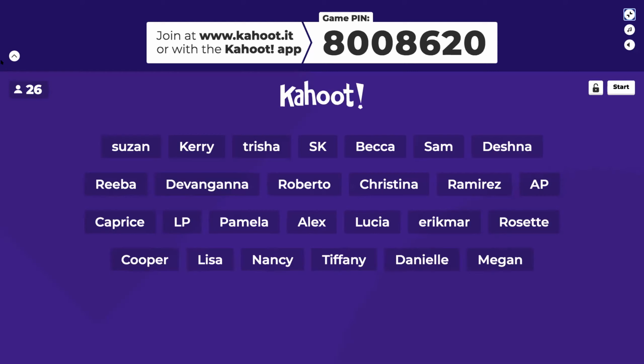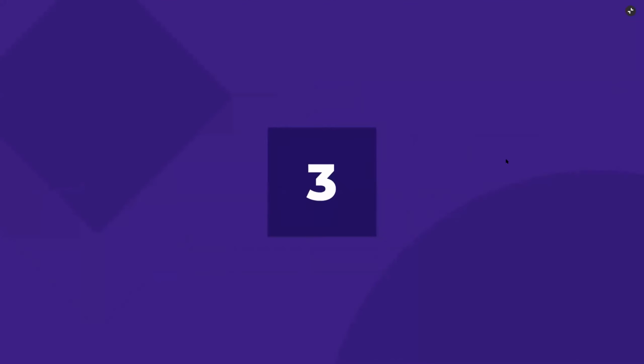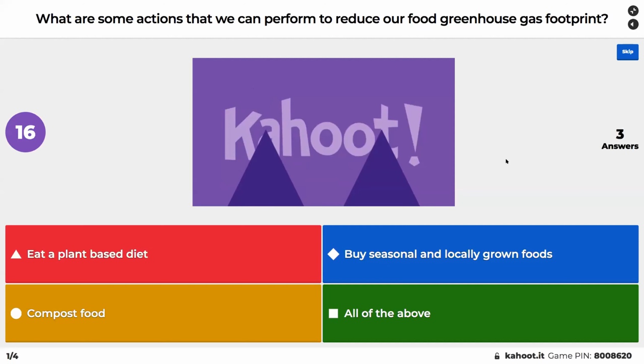Okay, here we go. We're going to get started. I hope you guys studied up well on our food deep dive. All right, so the first question is, what are some actions that we can perform to reduce our food greenhouse gas footprint? Eat a plant-based diet, buy seasonal and locally grown foods, compost foods, or all of the above? Please select the corresponding answer on your phone or mobile browser.